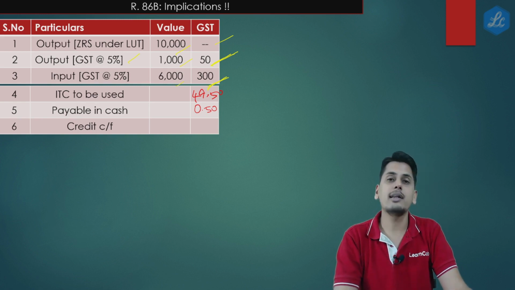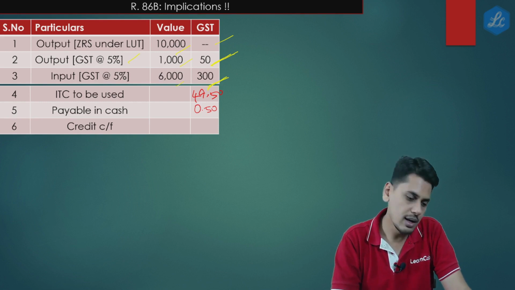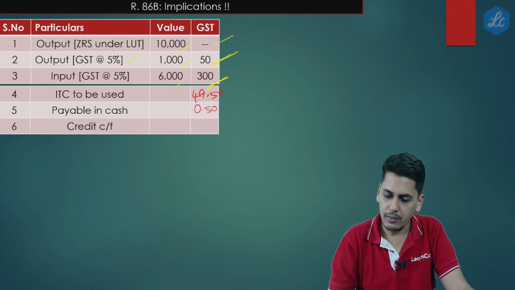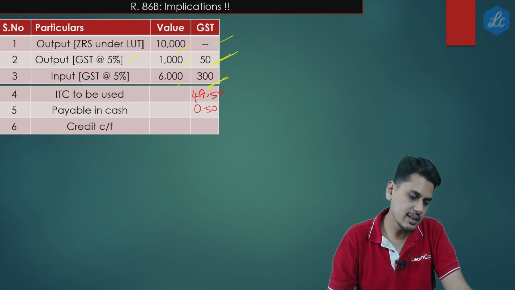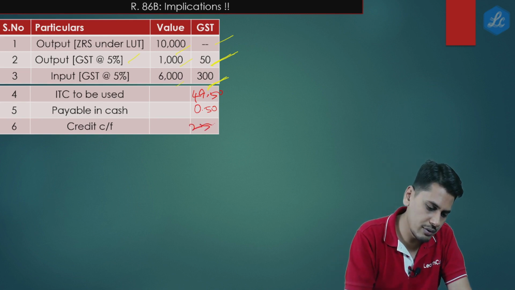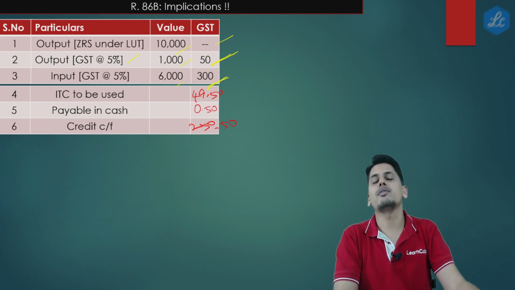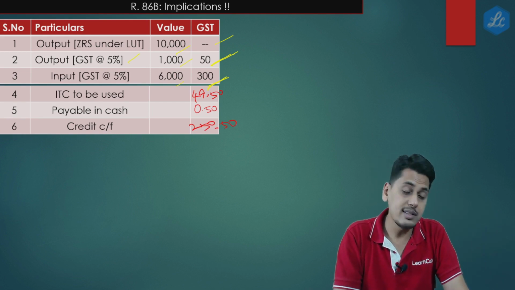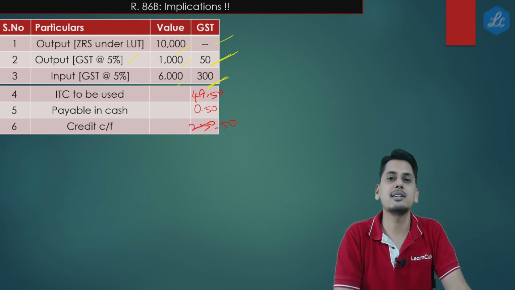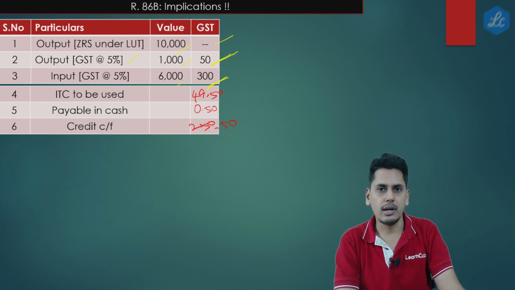And friends, what is going to be the ITC carry forward after this calculation happens? ITC carry forward is going to be, you have 300 minus 49.5 is being used, so it is 250 rupees and 50 paise. Now friends, this is the applicability of 86B. Now friends, the taxpayer is agitated. This particular registered person is agitated because friends, please understand, this person is making a zero rated supply.